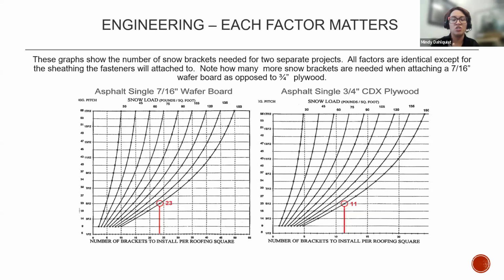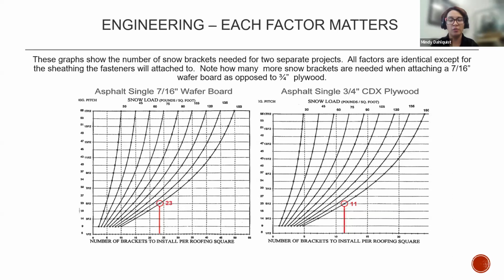These two graphs just show exactly how much each one of these factors matter. On the left, we're seeing 7/16 wafer board. On the right is 3/4 inch CDX plywood. These projects are exactly the same. The only difference between the whole entire projects is the sheathing that the snow retention will be installed into. As you can see, on the 7/16 wafer board, we're looking at 23 brackets per roofing square. On the right, on the 3/4 inch CDX plywood, it is 11 brackets per roofing square. So if you have two projects side by side and you're like, we're just going to use the same snow retention layout, please do not do that.